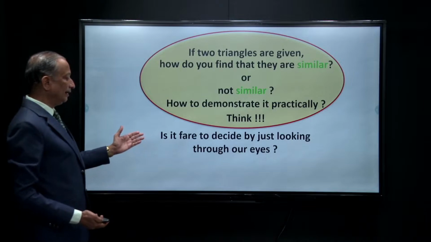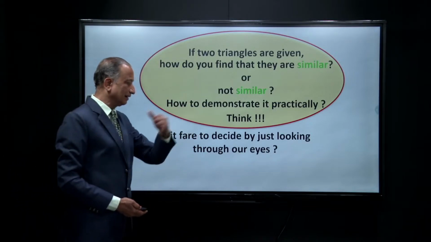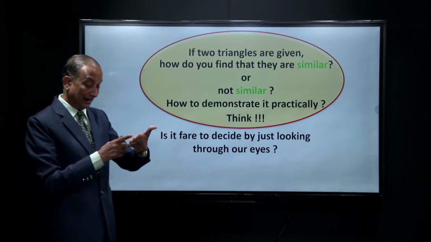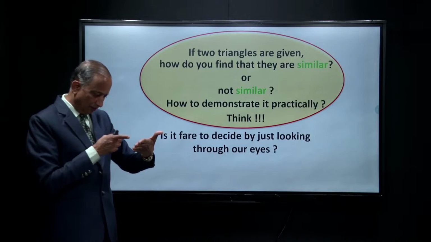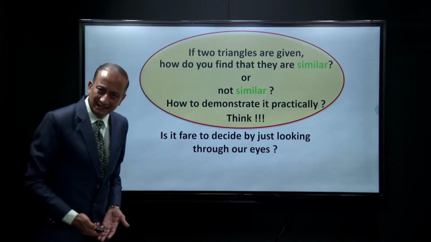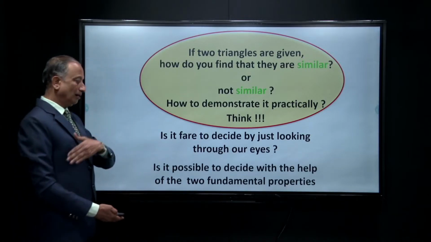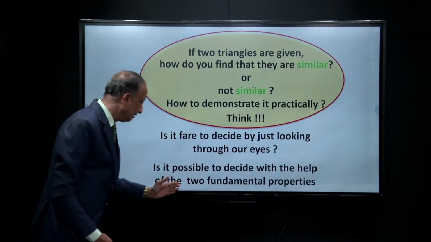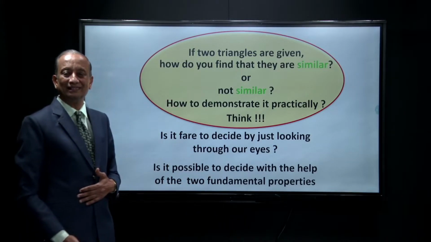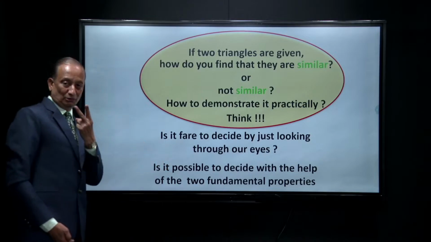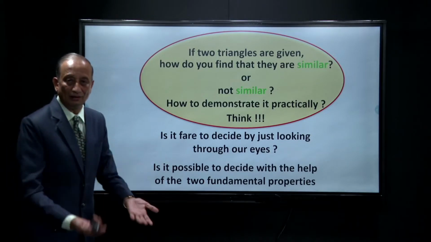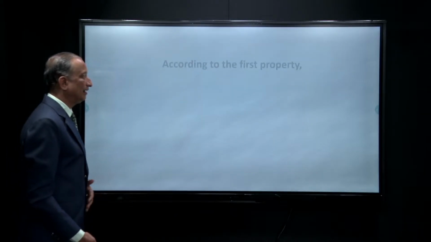Do you think it is fair to decide just by looking with our eyes? Let us look at two triangles like this and say, oh, they look like they have the same shape, or they may not have the same shape. Do you think that this is scientific, or is it possible to decide with the help of the two fundamental properties which we have just now discussed? Can you think for a while, children? You have two properties with you. Can you use them and find out the pairs of similar triangles?